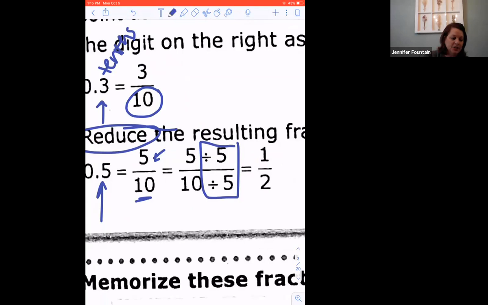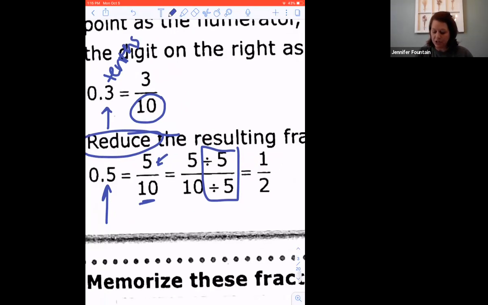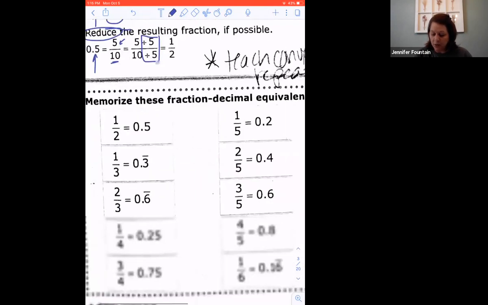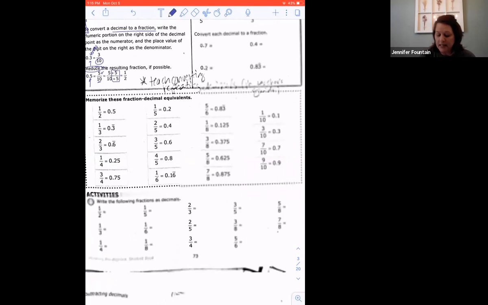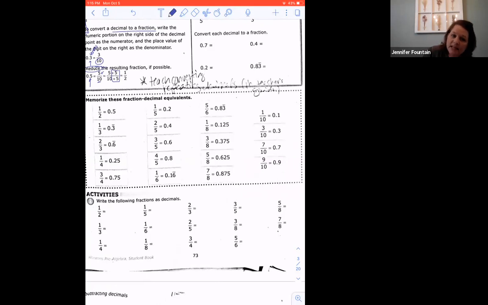So now what I need to do is we're going to look at the classwork over here. And actually you can see down here in the yellow, in your book it's yellow, these are fraction decimal equivalents. And the sooner you memorize these, the easier it's going to be on you. These are just common fractions that you may deal with in decimal form.